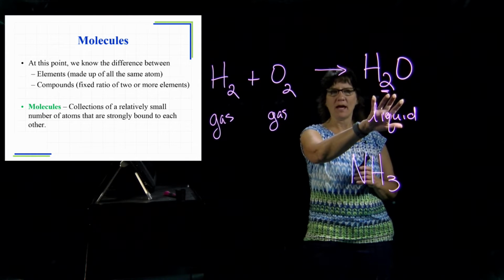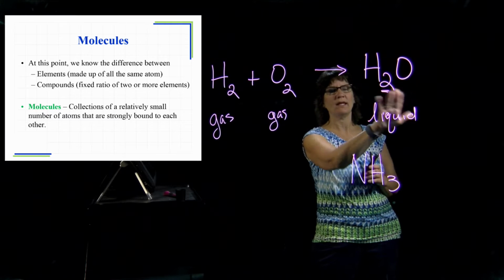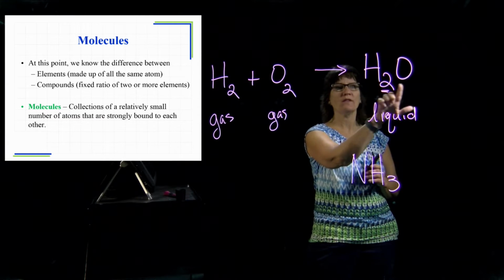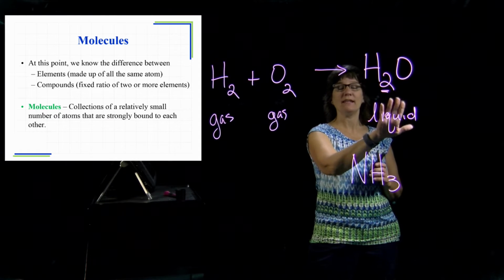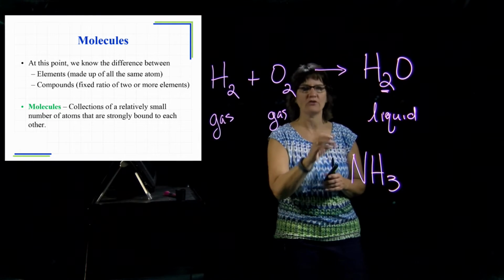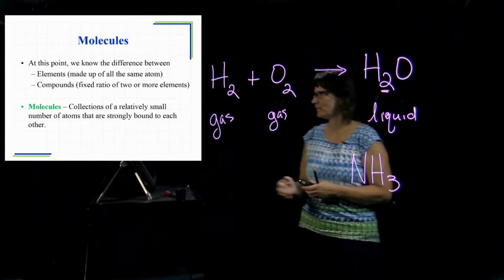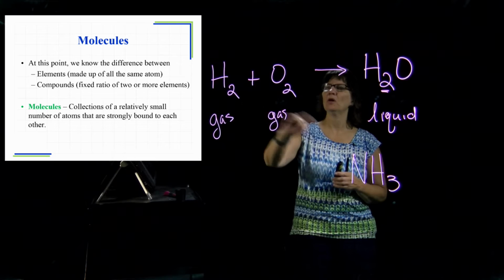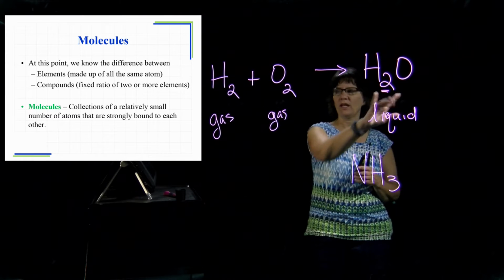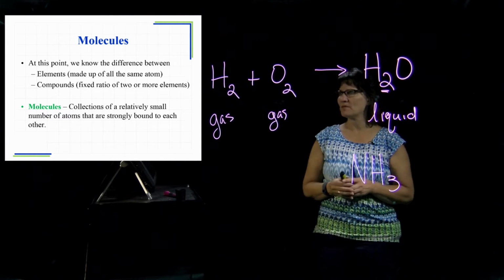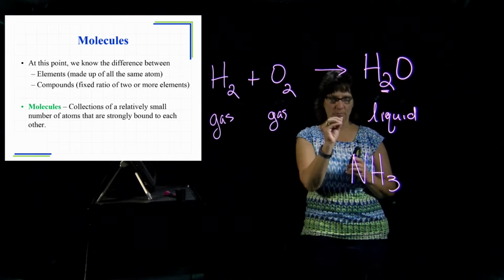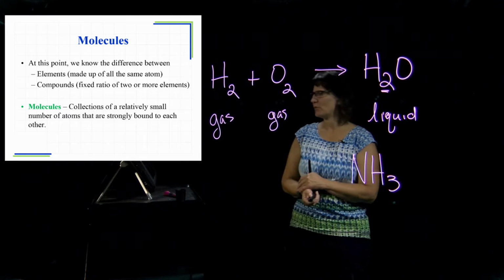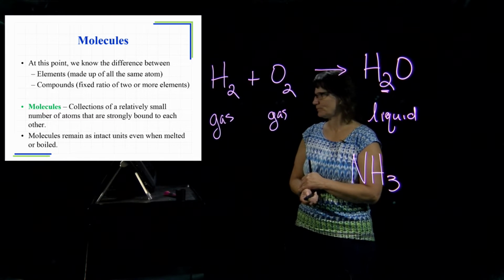This is a compound because it's made up of more than 1 element in a fixed ratio. And we're showing this formula as a molecule, where we have 1 oxygen and 2 hydrogens attached together. Okay, so it says a collection of relatively small number. This is 2, this is 2, this is 3. A relatively small number of atoms that are held strongly together, bound strongly together. And we'll learn about those bonds, what's holding them together, as we proceed with this unit.